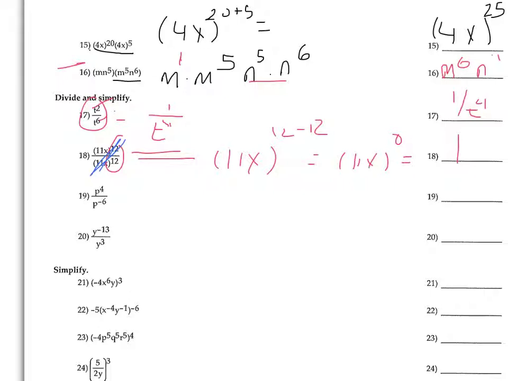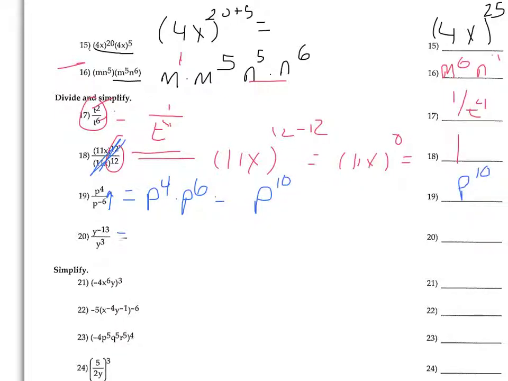With number 19, I'm going to make everything positive before we mess around with it. So I can make this p to the negative 6 positive by moving it up. So we have p to the 4th times p to the 6th here. Multiplying like bases, add the exponents, that's a p to the 10th. So we have that here.